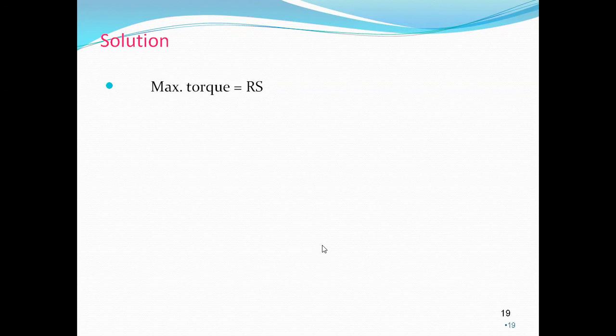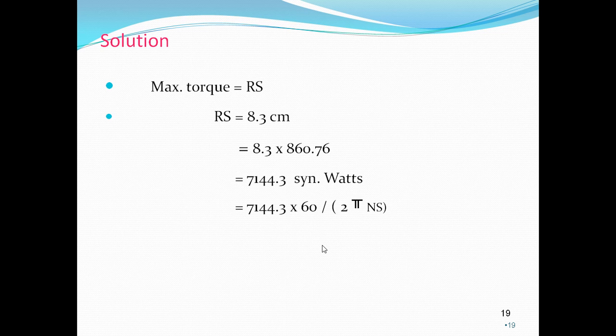Just now I explained how to get the maximum torque. To get the maximum torque, we have to draw a line which is parallel to torque line AE and tangent to the semicircle, which gets a point R. From R you draw a vertical line up to the torque line at S. So measure RS, which is 7144 synchronous watts.